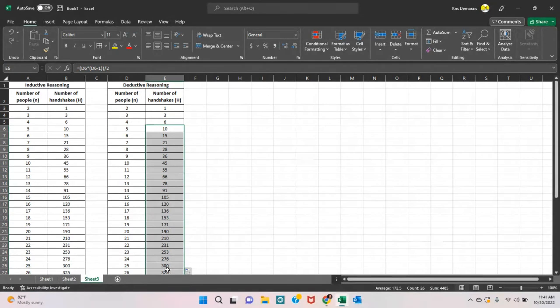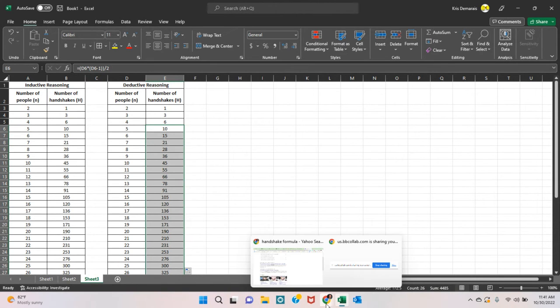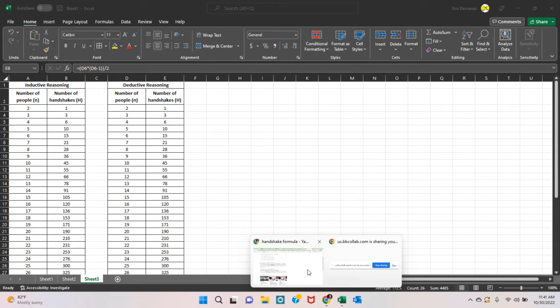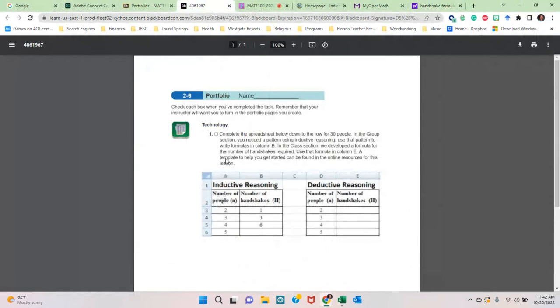All right. So pretty straightforward. I gave you the power to do that. So you can now go ahead and submit this, because that's all that was required of this particular portfolio, because all it asks you is to complete the spreadsheet below to the row of 30 people. In the group section, you notice the pattern using inductive reasoning. Use that pattern to write the formulas in column B. I did that with you.